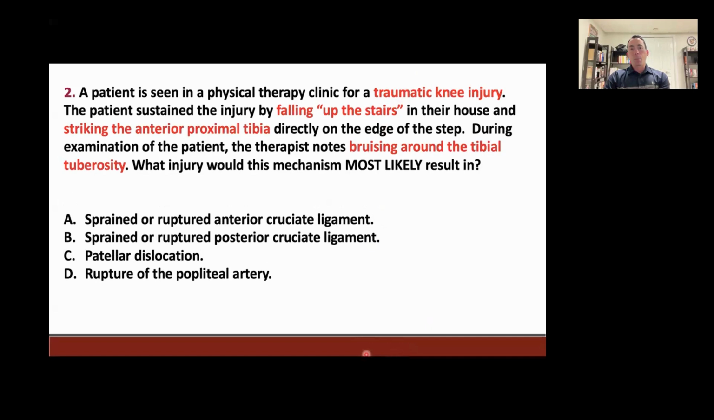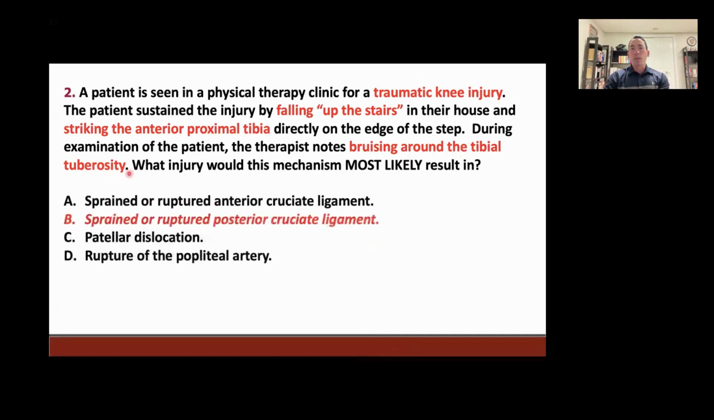The patient fell up the stairs, so they hit the front part of their knee, so anterior proximal tibia, on the step. And then they had bruising around their tibial tuberosity, which kind of tells you about where they hit their knee. Kind of sounds very similar to what you would see in a car accident, right? So the correct answer is a sprained or ruptured posterior cruciate ligament. So this is not as common.